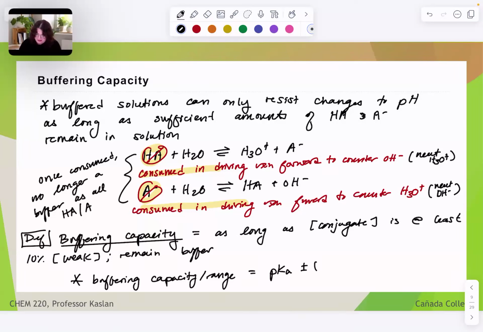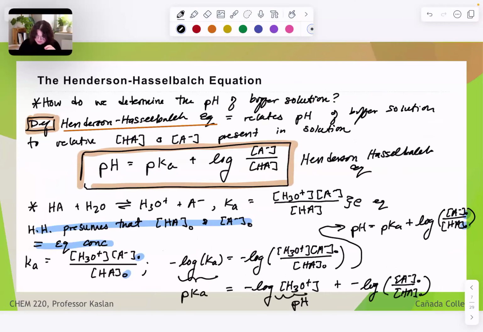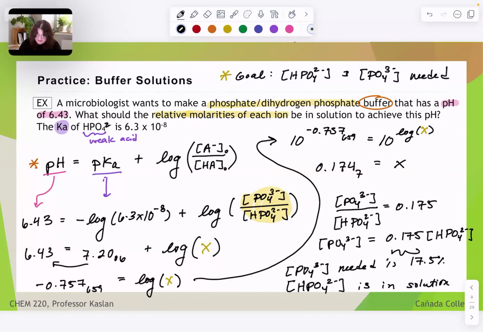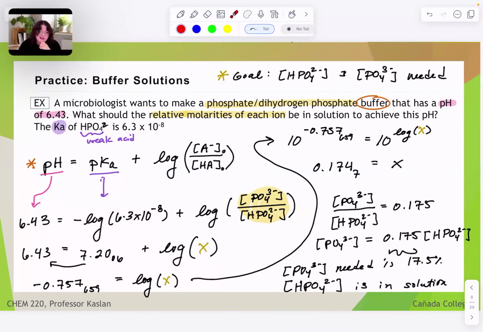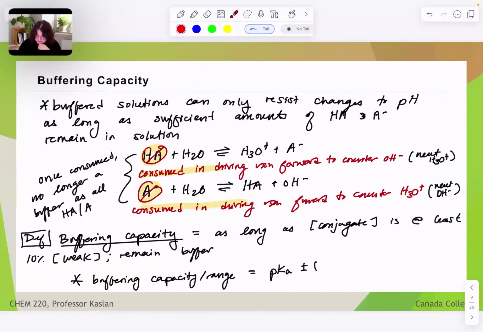So for example, I think we did the dihydrogen phosphate. The pKa here was 7.2. So the buffer capacity of a buffer containing dihydrogen phosphate and phosphate would be 6.2 to 8.2. So it could handle slightly basic conditions. So pKa plus or minus 1 is about how we know over which range we can expect our buffer to still be a buffer.